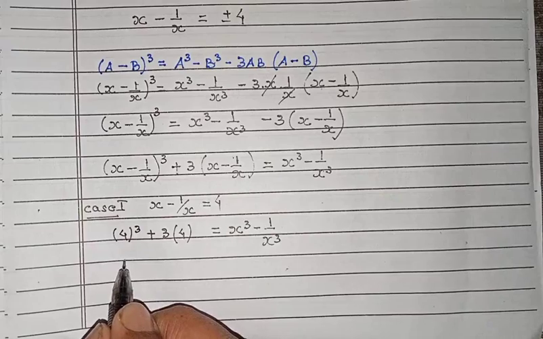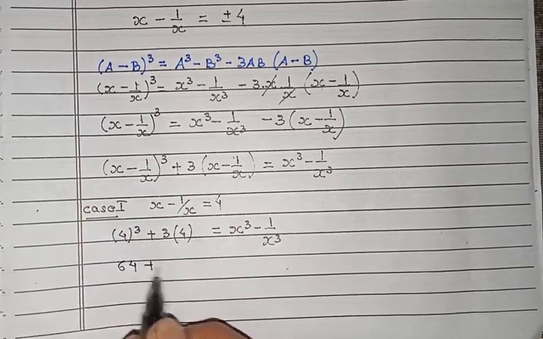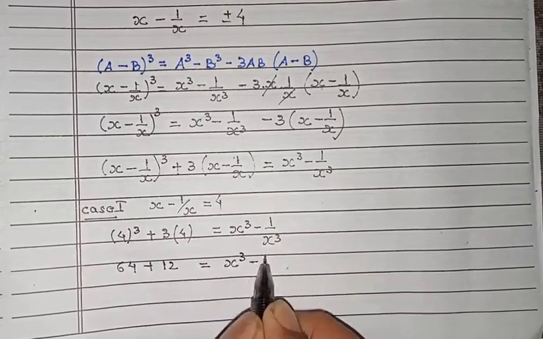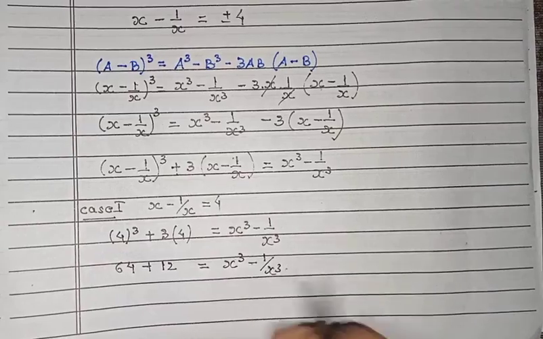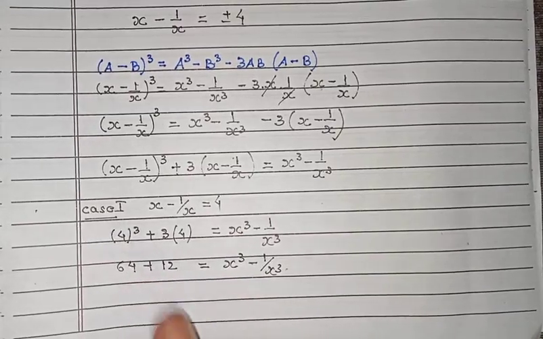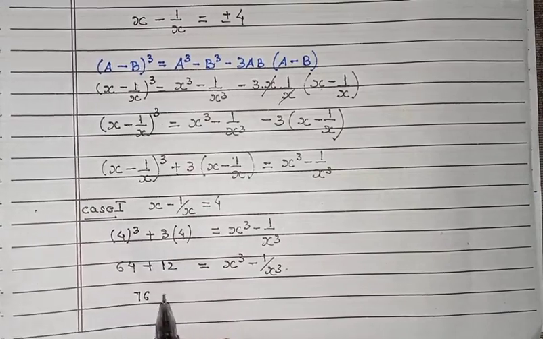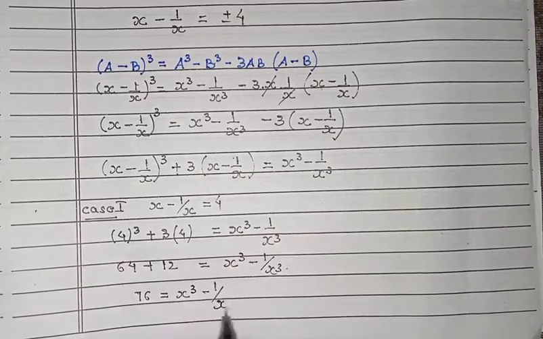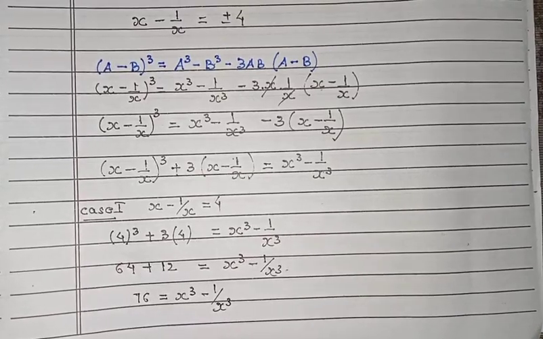This will give you 64. This will give you 12. So the value for x cube minus 1 upon x cube will become plus 76. This is case 1. Now we will go for case 2.